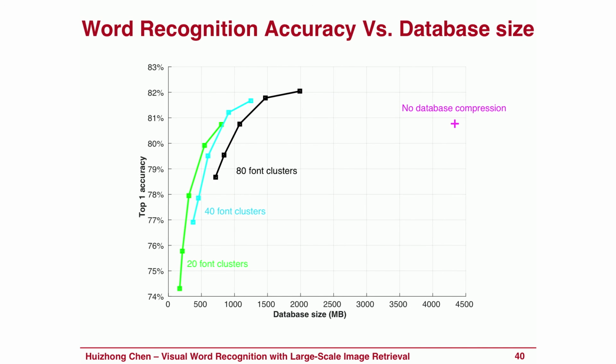In this figure, we show the word recognition accuracy for CCA feature aggregation using 20, 40, and 80 font clusters. Each accuracy curve is generated by varying the number of CCA dimensionalities. The no database compression scheme is shown as a cross. We see that CCA feature aggregation significantly compresses the database without compromising the word recognition accuracy.